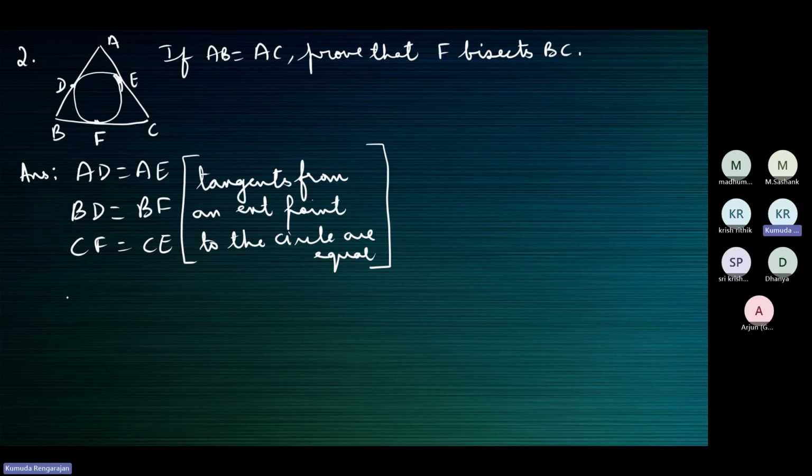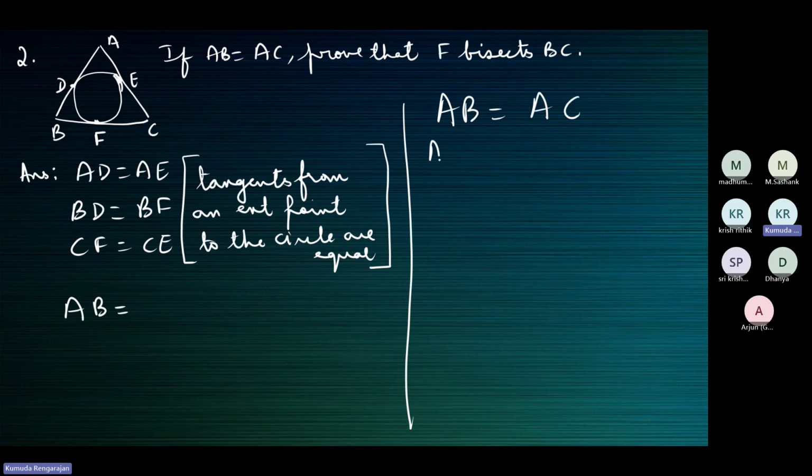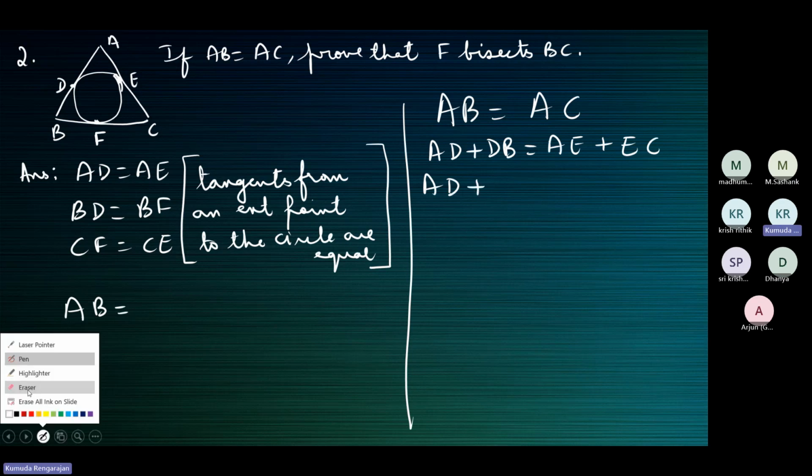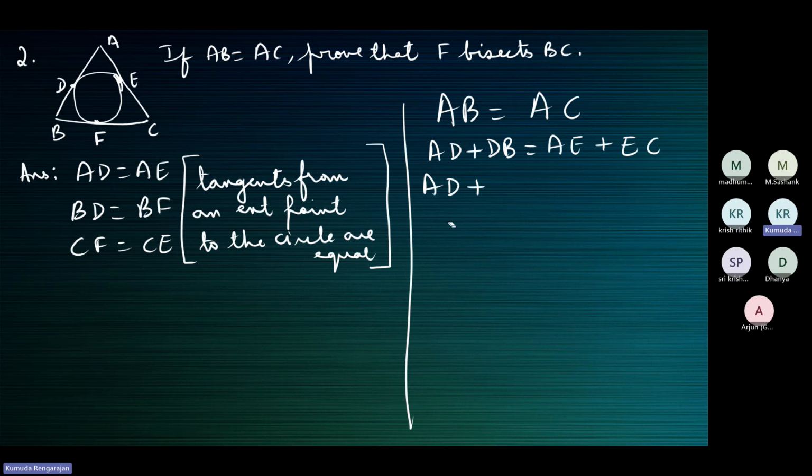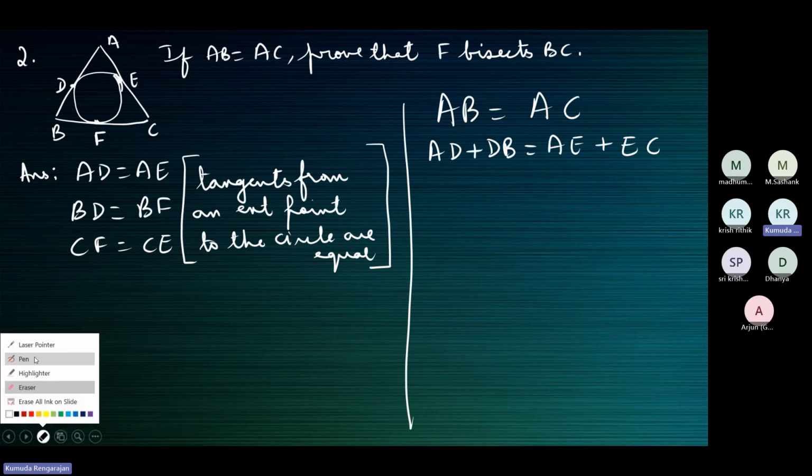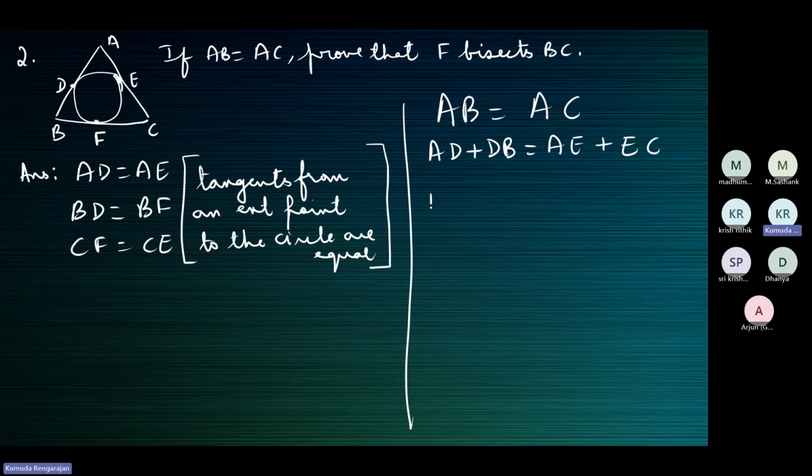Okay. All right. So now AB is equal to AC. AB is AD plus DB, equals AC, which is AE plus EC. Now AD plus DB, you can even change AD. Anything can be replaced, so you can even replace AD. AD is what? AE plus DB is BF, equals, don't change AE.